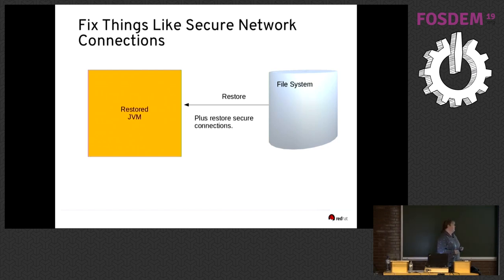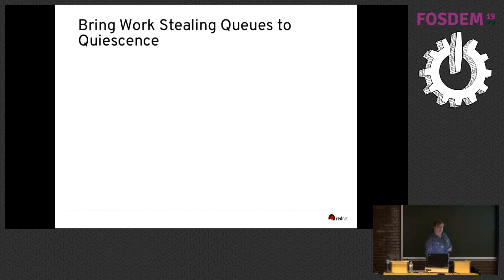Secure network connections and handshakes. I don't know for sure that CRIU handles that all properly. I'm hoping to talk to the CRIU guy later today. But I suspect there's some stuff that we're going to want to do when we restore the JVM to make sure they're right. Maybe we want to bring your work stealing queues to quiescence, right? If we want to get everything to a sane state before we checkpoint it, maybe we want to get rid of your work stealing queues and recreate them on startup.